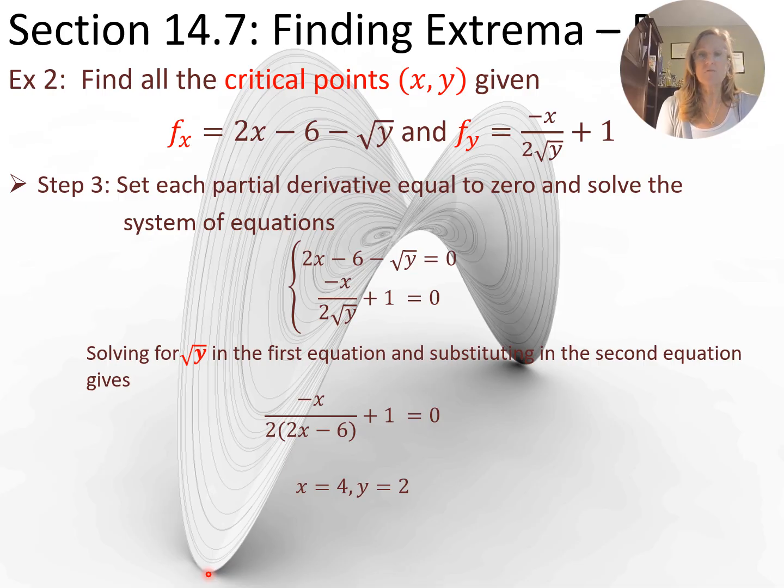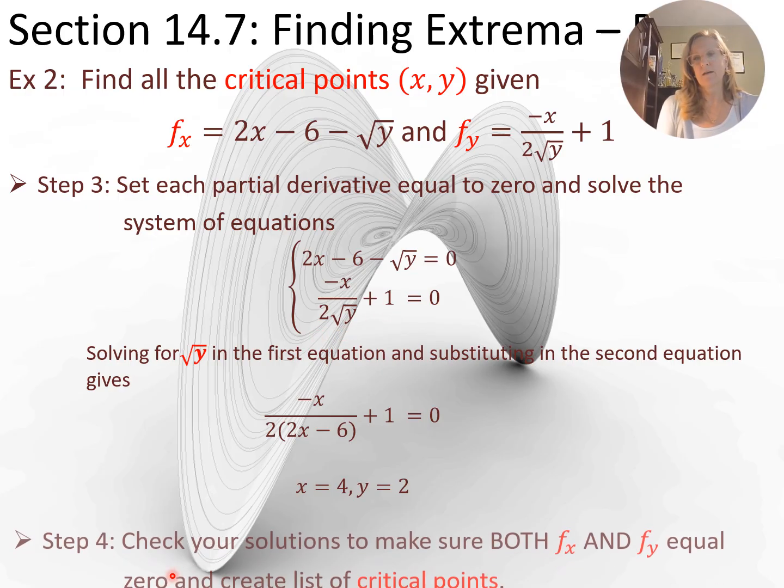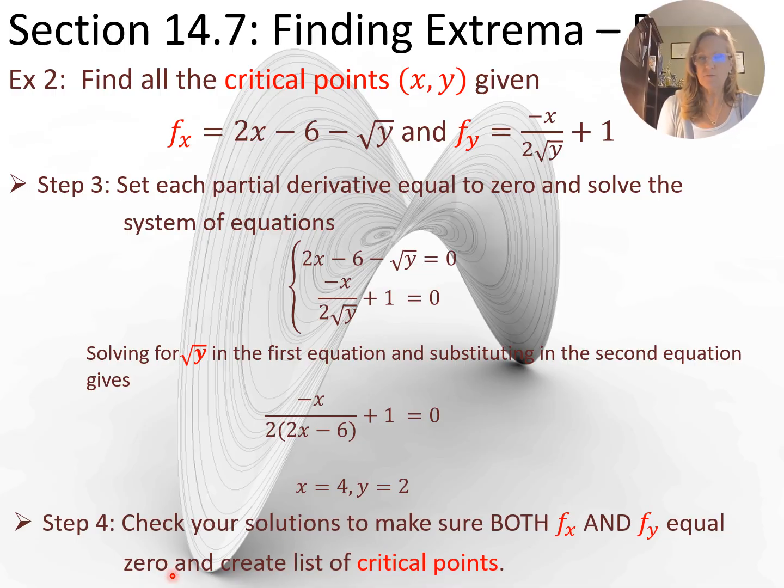Verified that those did indeed work. 2 times 4 is 8, minus 6 is 2, minus the square root of 4, which is 2, and 2 minus 2 is 0. Negative 4 over 2 times the square root of 2, which would be negative 1 plus 1 does indeed make 0. So make sure they both satisfy, and then name your critical points. Right? So I only had one critical point, 4 comma negative 2.